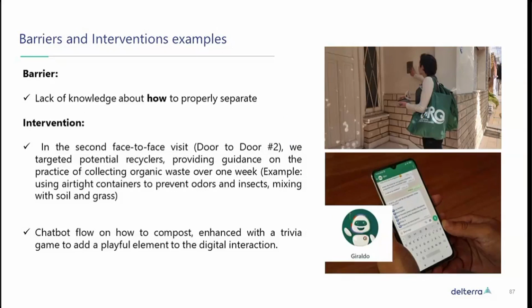So to do something against this barrier, we thought of two interventions. One, in the second face-to-face visit, because we go again in the door-to-door visits. In the second, we target potential recyclers and provide guidance on the practice of collecting organic waste over one week. So one person looks into their eyes and gives the information to change the habit against that barrier. And then we implemented a chatbot flow on how to compost, with a trivia game to add a playful element to the digital interaction.